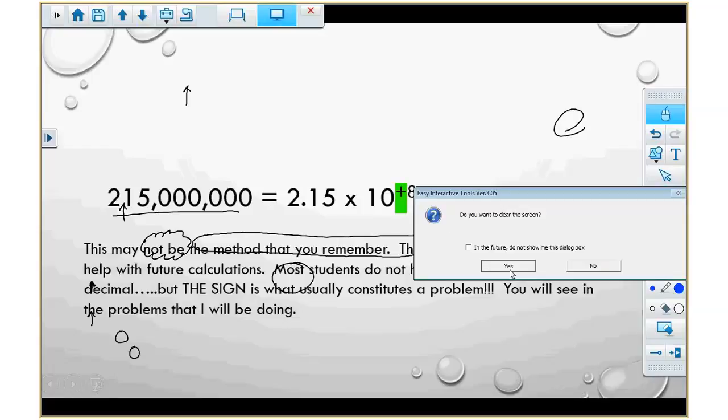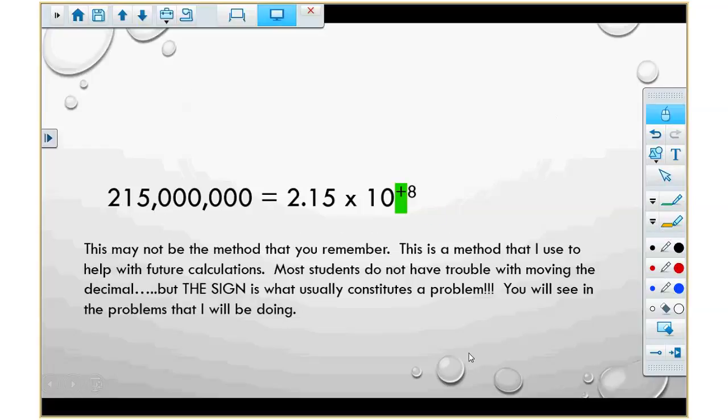So the normal will show positive 8, would you show 8? Yeah. It's supposed to do both of them. It didn't do it. Okay, this may not be the method that you remember. This is a method that I use to help with future calculations.